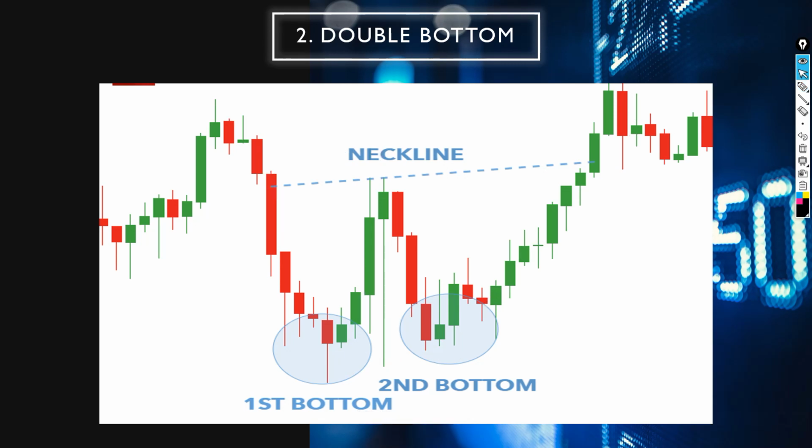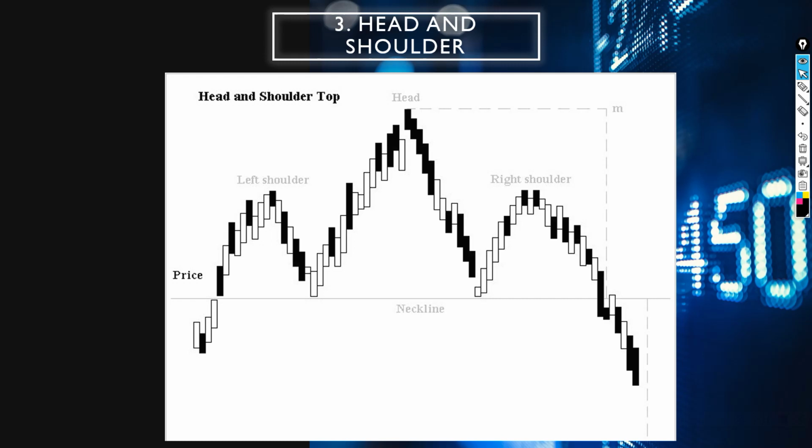Let's look into the next one, that is head and shoulder. Now head and shoulder is very similar to how a human body is formed, right? We have two shoulders and a head. So if you can see, this is one shoulder, this is the head, and another shoulder.